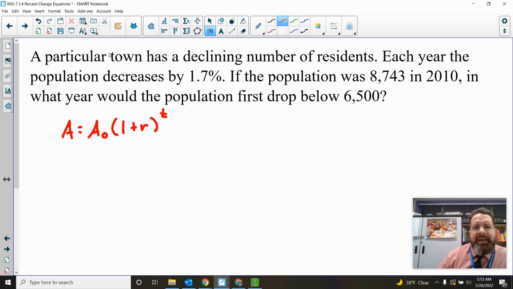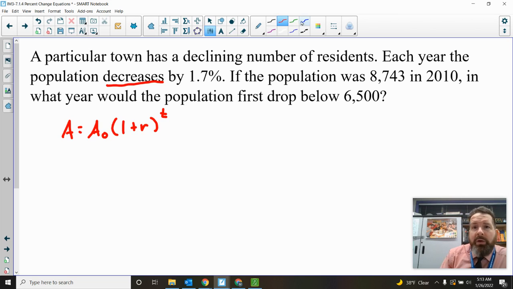So our setup, we've got a town and people are leaving for some reason. Each year the population decreases by about 1.7%. Notice here, we're going down this time. That's a decrease that's happening. We're going to need to take that into account. If in 2010 the population was 8,743, in what year would the population first drop below 6,500?